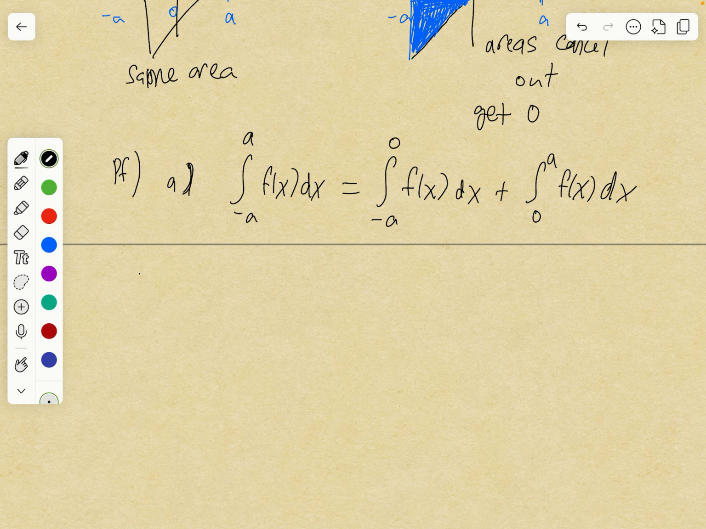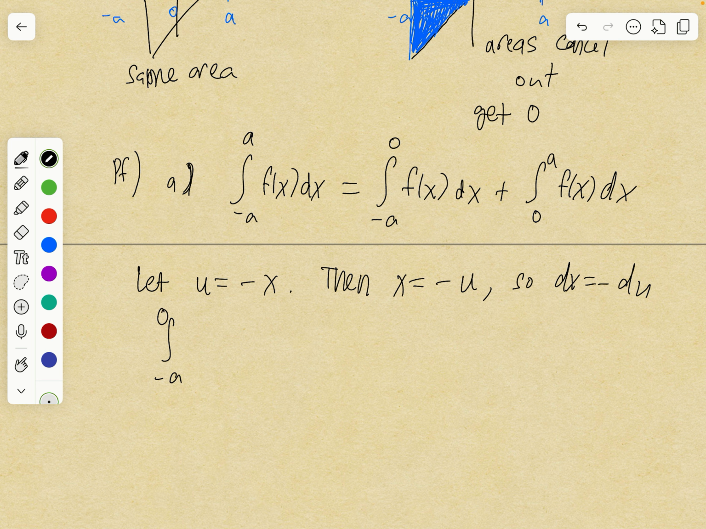And then the idea is to use a u substitution, so you let u equal negative x. Then x is going to be negative u, right? So dx is negative du. So when we do a u substitution and apply it to this integral from negative a to 0, we use the substitution, x is negative u, so f of x is going to turn into f of negative u, dx is going to turn into negative du.